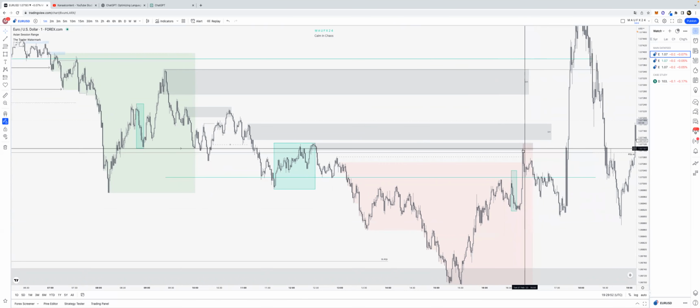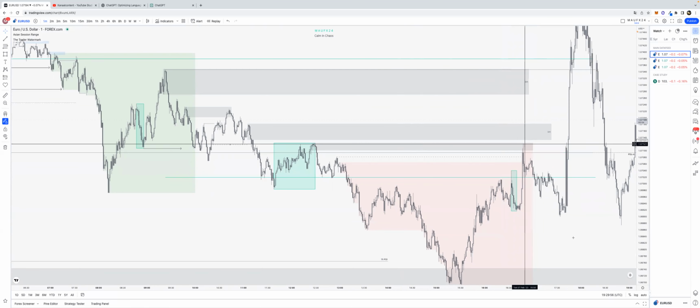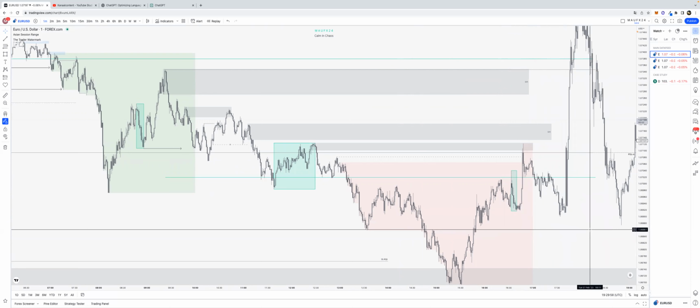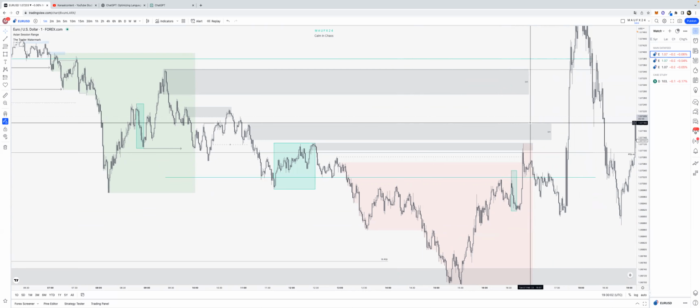Bullish break, same story here. Half on the block, half on the confirmation. Liquidity taken short. And that's basically where the short comes from.